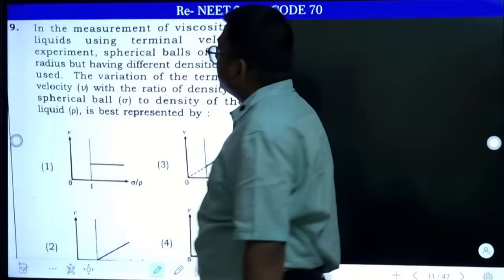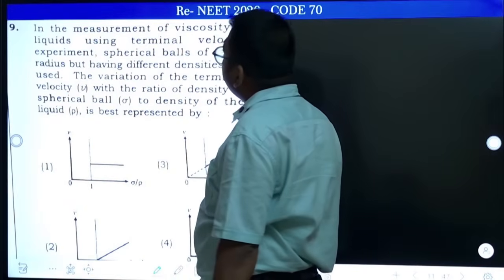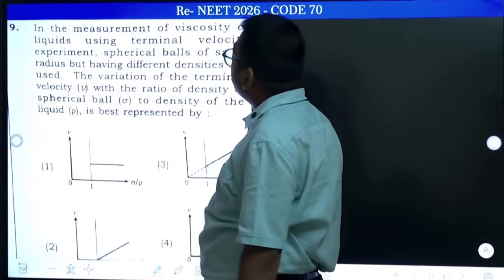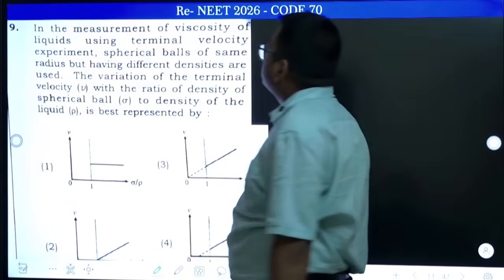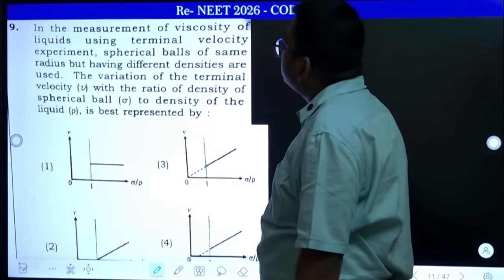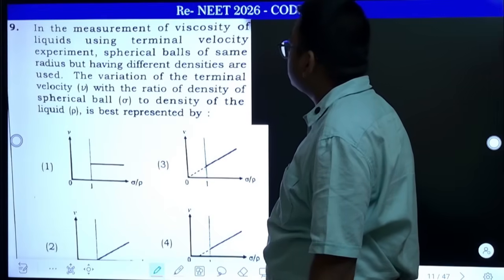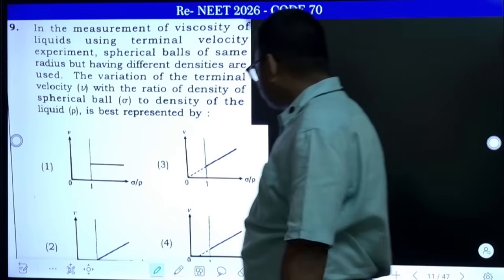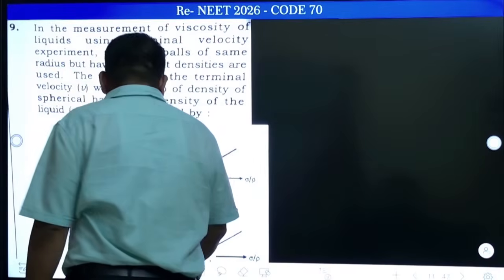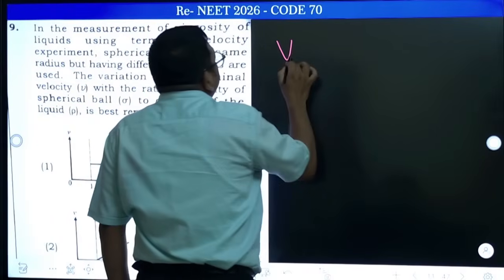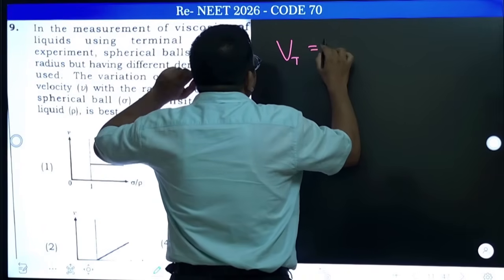Question number 9. The measurement of viscosity of liquid using terminal velocity experiment. Spherical balls of same radius but having different density are used. Variation of terminal velocity with ratio of density. So first of all, let us write the formula for terminal velocity. Do we remember the terminal velocity formula?